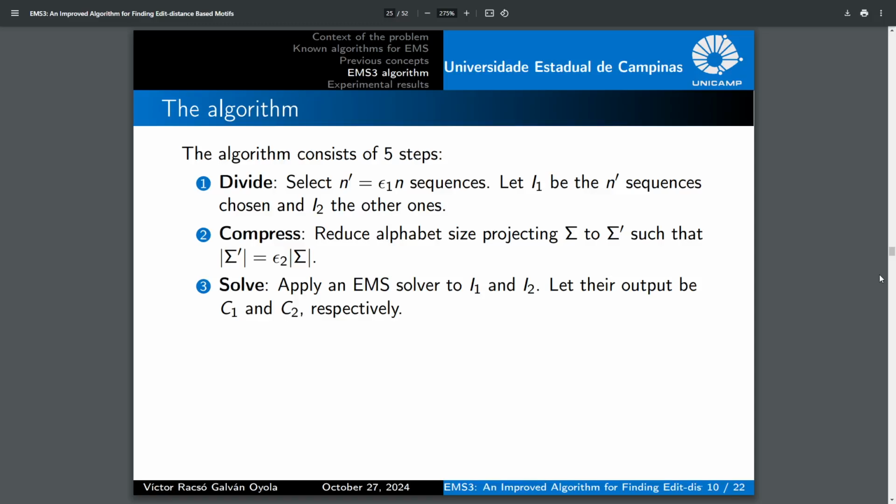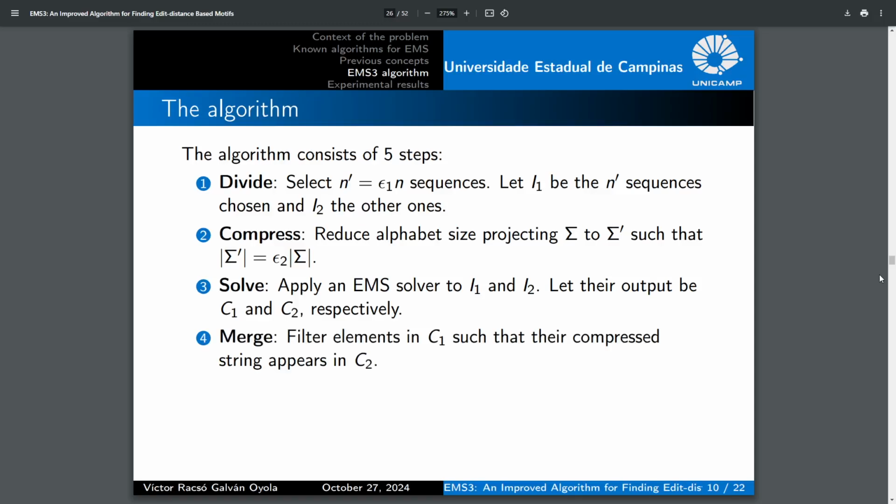And then we have step 3, which applies the EMS solver to both I1 and I2, and we're going to denote their output as C1 and C2 respectively. The fourth step is going to be merge, that filters all the elements in C1 such that their compressed string appears in C2.